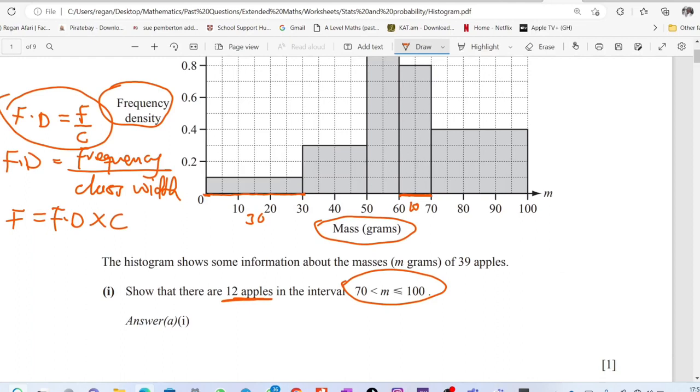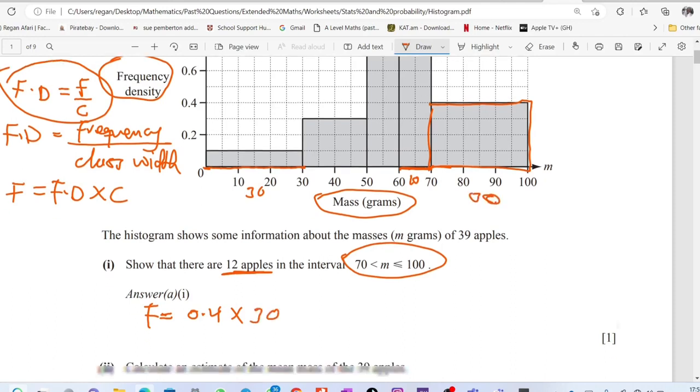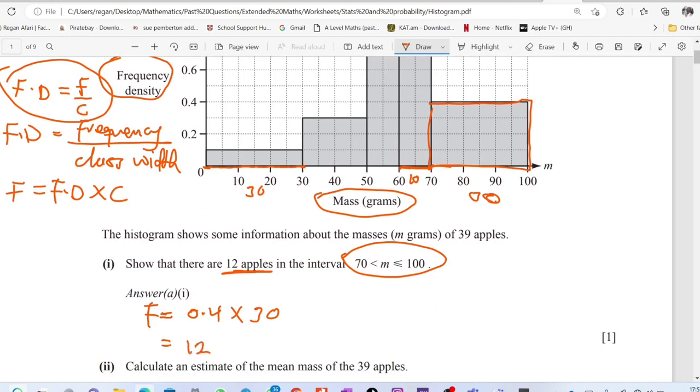Now, the first one, they want us to work for 70 to 100. So that is this rectangle right here. So you can find the area of this and you're good to go. Or you can use the frequency density times the class width. Suppose that you want to use that, the frequency would be the height, which is 0.4, that's its frequency density, times its class width. And the class width is from 70 to 100. So that has a length of about 30, right? Now, if you multiply 30 by 0.4, I'm sure you're going to get 12. So that's how we work with questions like these.